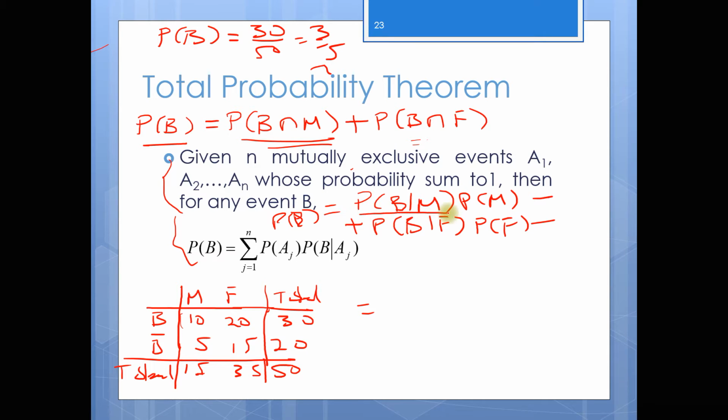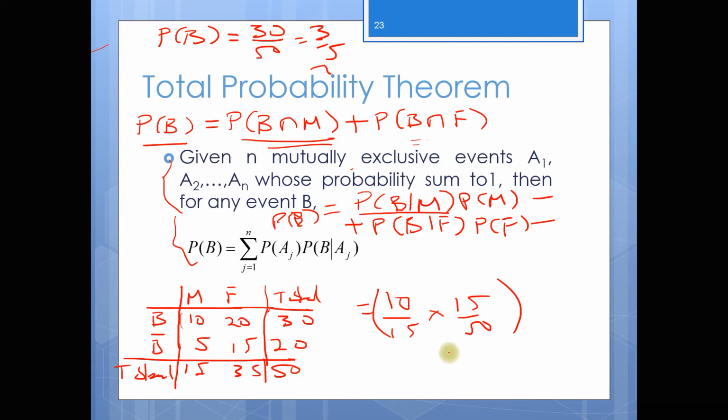So what is the probability of B given M? Out of male, how many are wearing black? So we know that it is 10 out of 15. Multiply by the probability of male. How many males you've got? 15 out of 50. So here we go.